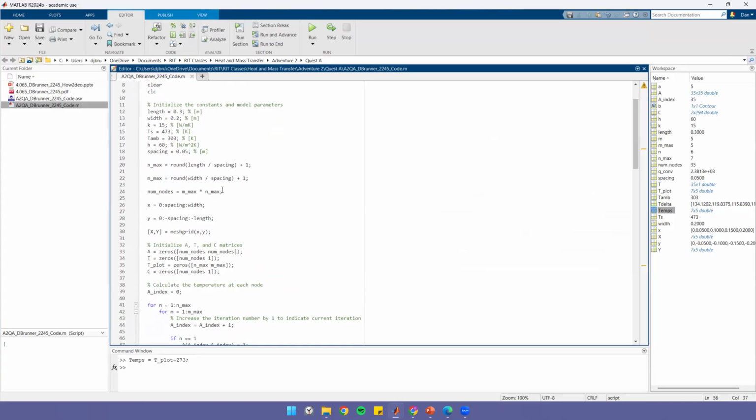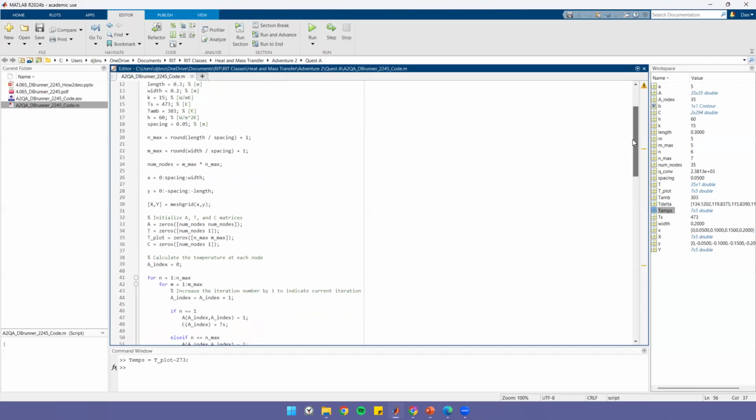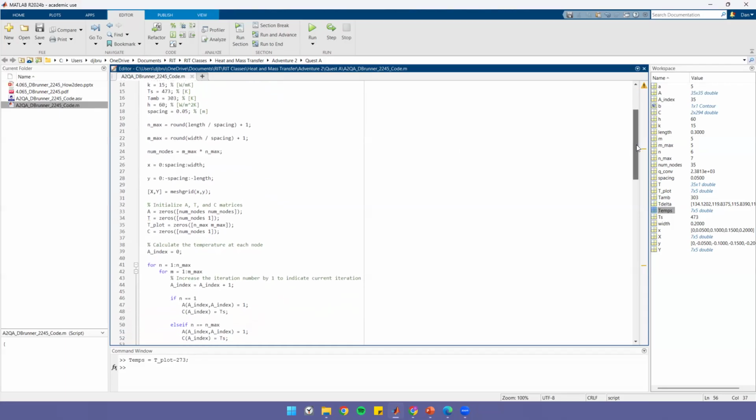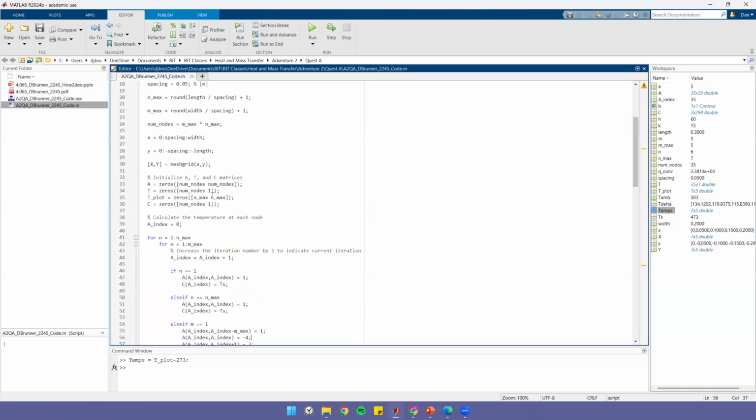Again, I didn't assume that the top and bottom are symmetric, and so I just calculated the full 35. You could recognize that symmetry and simplify the number of equations that you'll need, but you get the same result regardless, with slightly more computing power if you go about it my way. And so in the textbook, you'll read about how you can establish these matrices.